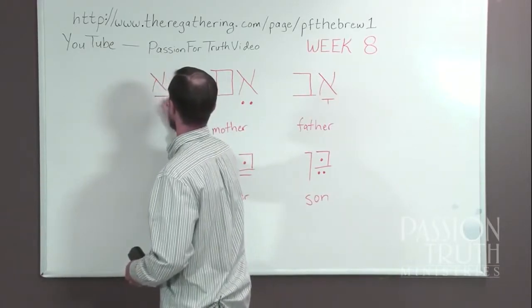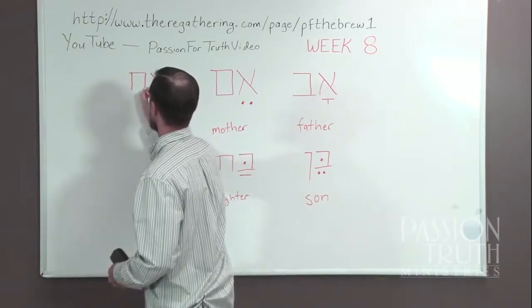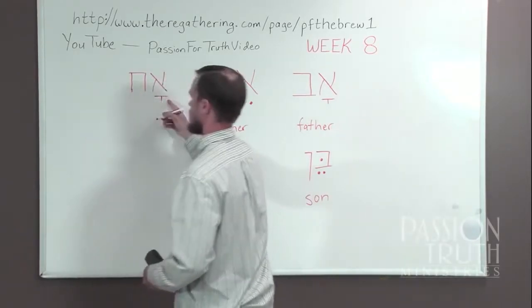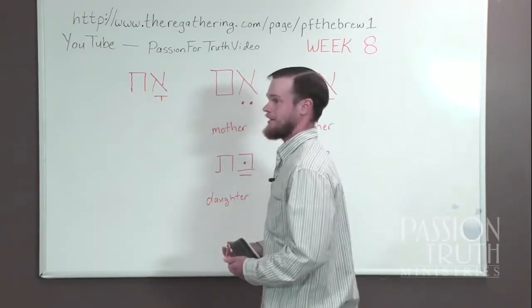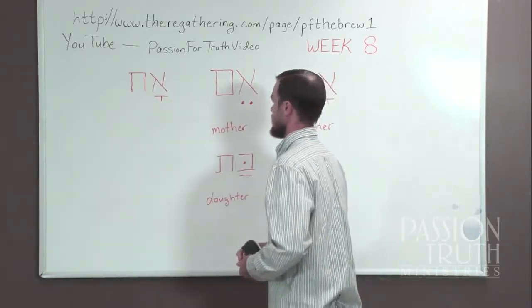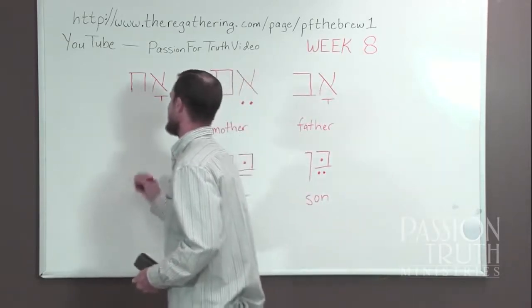Then an aleph with a kametz, followed by a chet. Aleph is silent, kametz makes the a, chet is ch, so ach. Right? This is not Scottish, this is Hebrew. And ach is a brother.